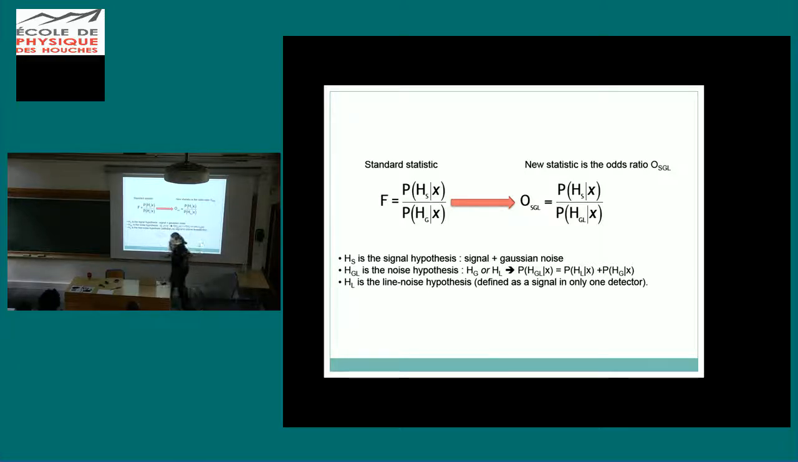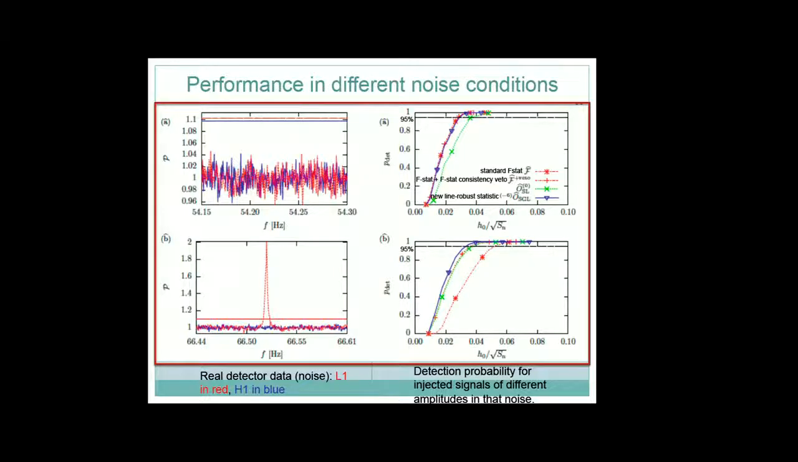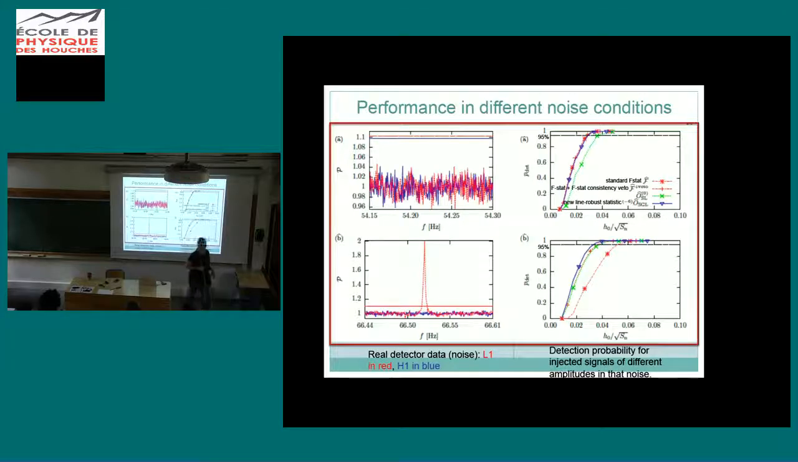I don't have the time here to go into the details, but I want to show you the performance of the different statistics. So we go back to some of the curves that I hinted to when I was talking about comparing the performance of different detection statistics at the beginning. On the left side here, you find, as a function of frequency, snippets of the normalized spectrum of the data for the two detectors.